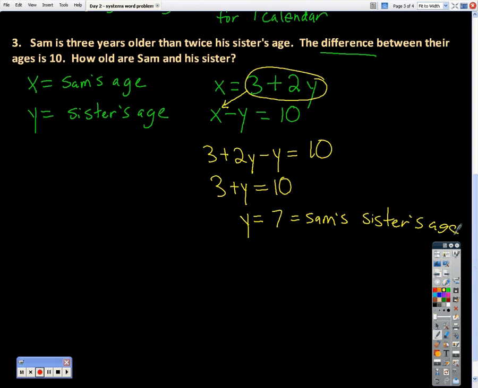Now to find out Sam's age, I'm just going to take my 7 and put it back into this equation. So x minus 7 equals 10. We find out that Sam is 17.